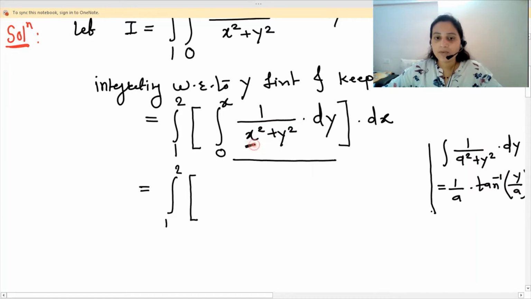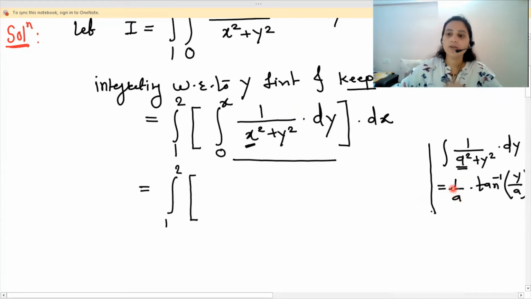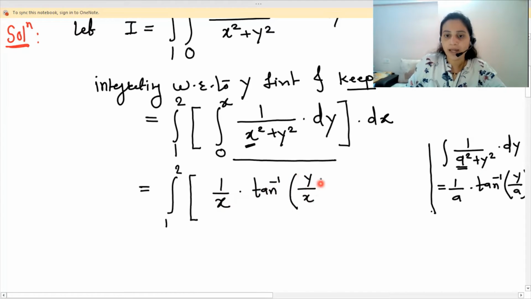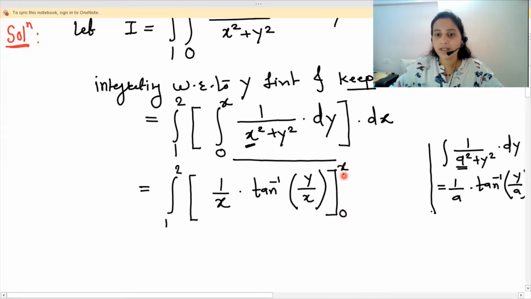Why? Because as we have mentioned here, x is constant, right? So by this formula a is our constant. Now we are just going to replace this a by x, and then you will get the integration of that bracketed quantity. So what is that? 1 upon x as it is into tan inverse of y by x, right? And the limits, I'm going to write here, limits 0 to x, and this dx as it is. And here don't forget to write this dx, because we have still not integrated with respect to x.